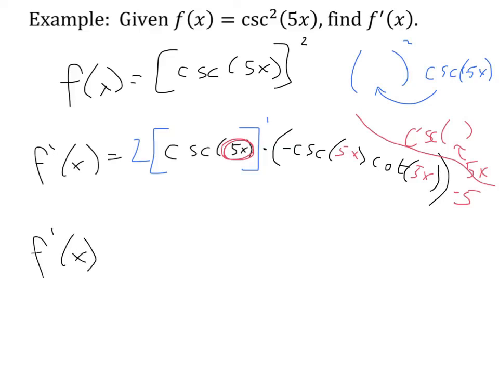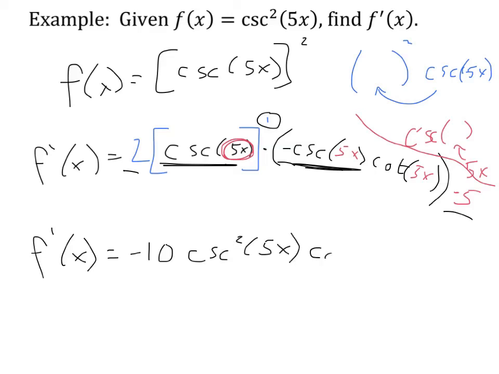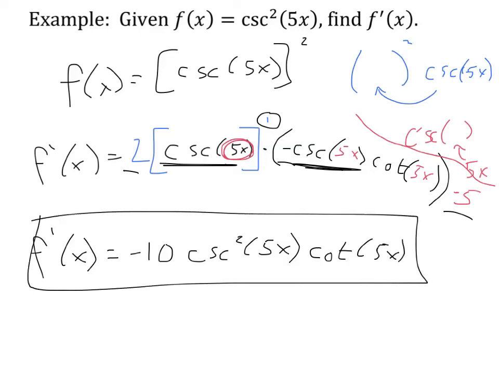The least that I can do is grab these constants, the 2, the negative, and the 5, and pull them to the front. I can end up with negative 10 out front. Then, it's actually interesting, this is all just the first power. I have a cosecant 5x and another cosecant 5x. So I have cosecant squared 5x times the cotangent of 5x. And there it is, that's my derivative.